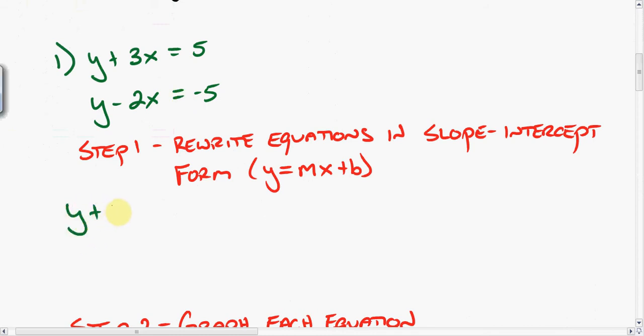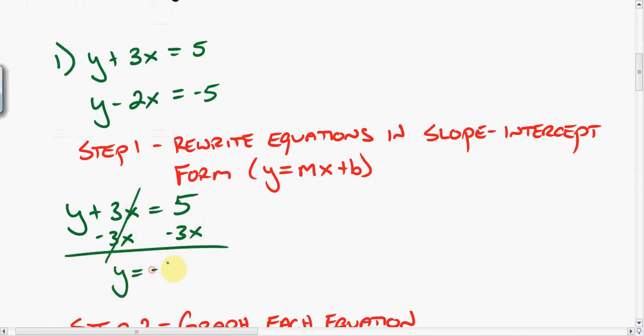So I've got y plus 3x equals 5, and I want to get it in y equals mx plus b form. I'm going to subtract over my 3x so my y is alone. I solve this equation for y, and I get y equals negative 3x plus 5. Now I'm in this form, where I have an m of negative 3 and a b of 5.